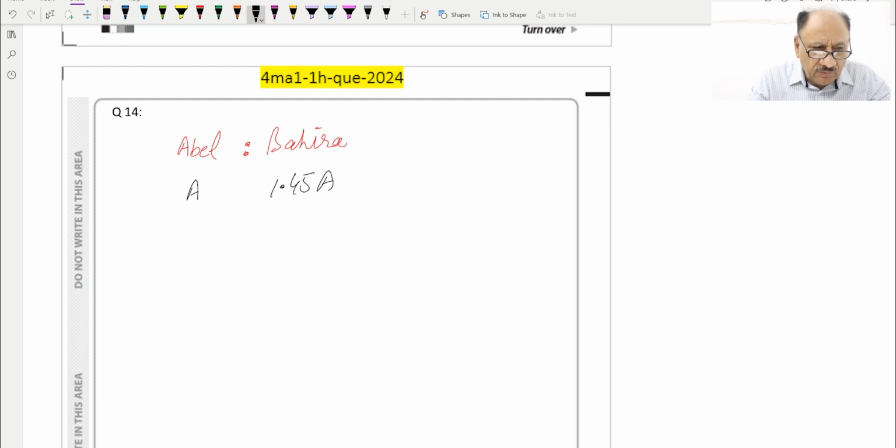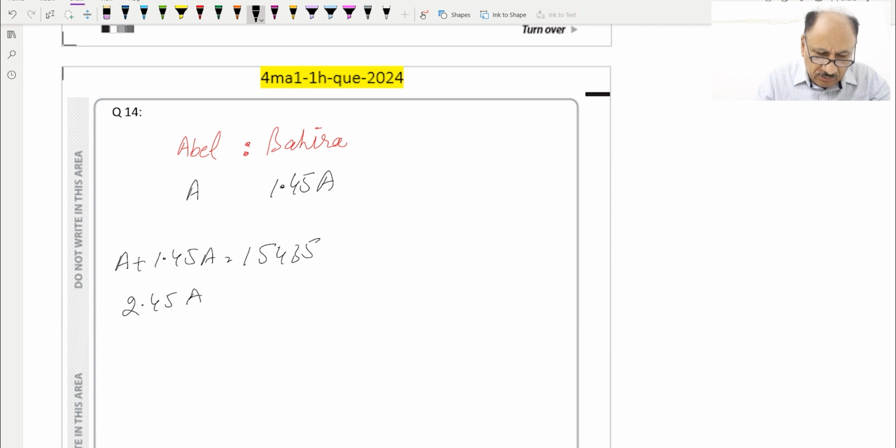So that one we can write, but first we will be calculating the sum of ratios for these two. A plus 1.45A is equal to 15,435. So we can add, this will be 1 plus 1, 2.45.